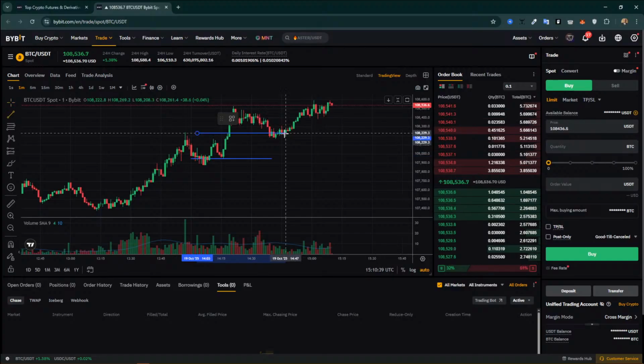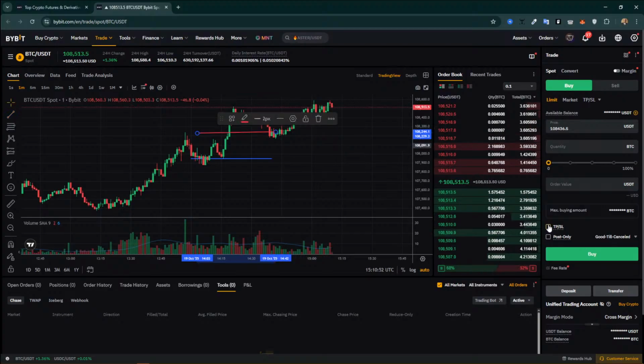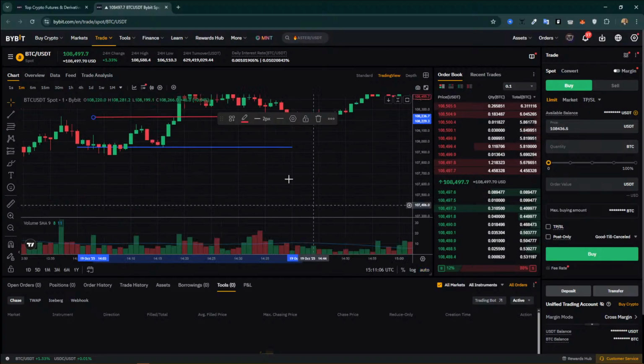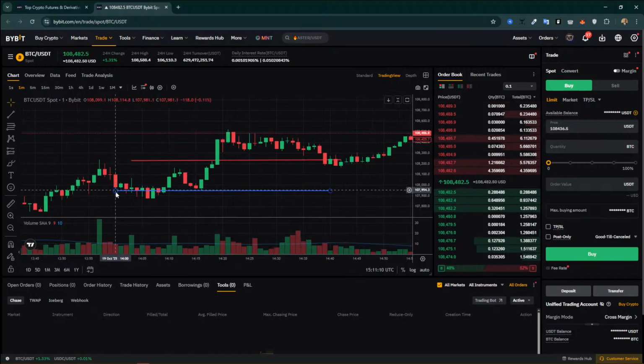So let's change the color of this line. We're talking about TP and SL, take profit and stop loss. So let's zoom in again by using this button right here. Okay, and let's reduce these lines' length.